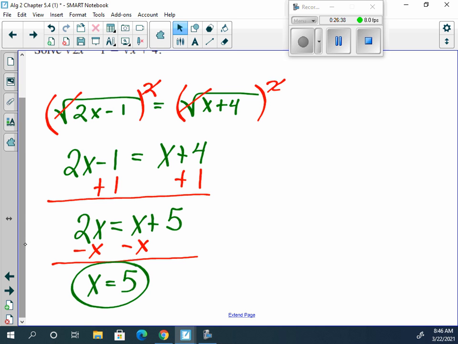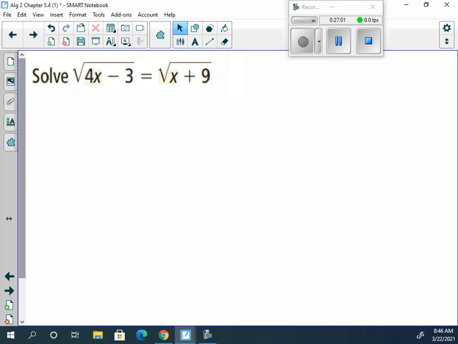And that's it. If we plugged it back into our original statement, we would see that we get the exact same thing. Questions on this here? 2 minus 1 is 1. You're good? Let's look at another one. Let's look at this one here.